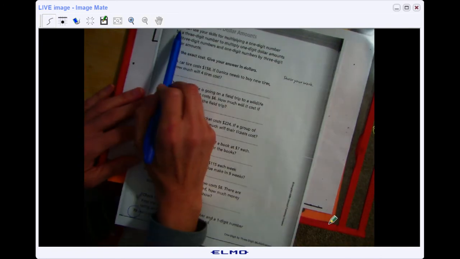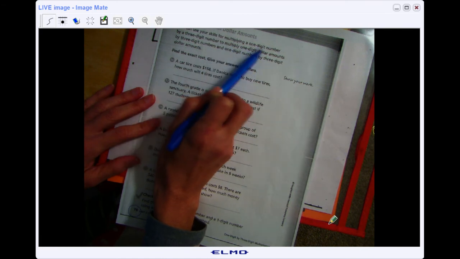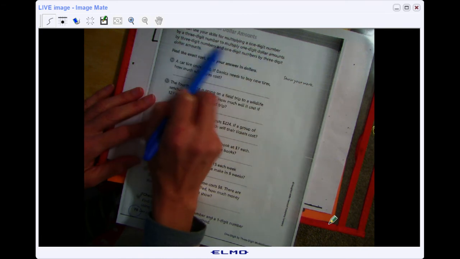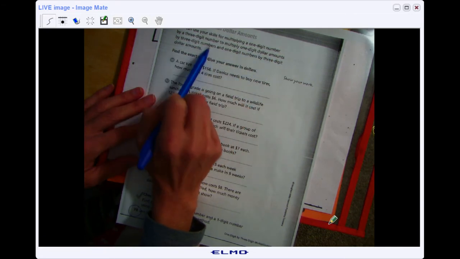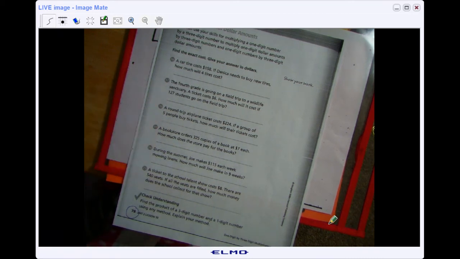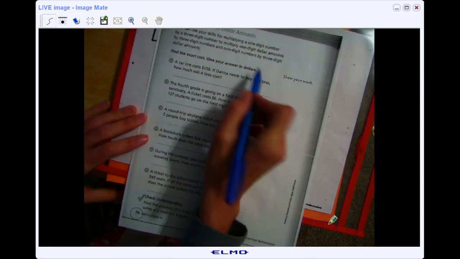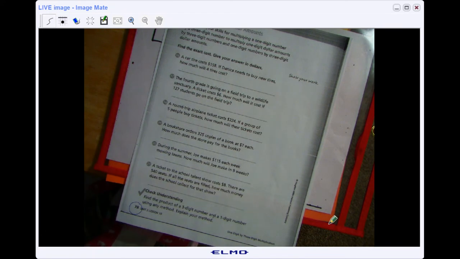And the directions say you can use your skills for multiplying a 1-digit number by a 3-digit number to multiply 1-digit dollar amounts by 3-digit dollar amounts. So today we're going to use exactly what we know about multiplying 1-digit numbers by 3-digit numbers, but we're going to do that with dollars instead of just numbers. And so let's get started. Find the exact cost and give your answer in dollars.